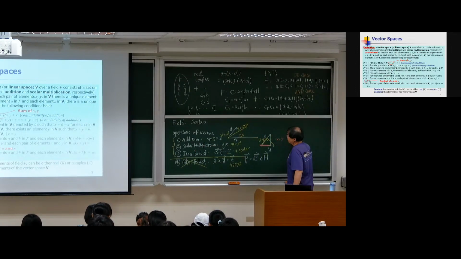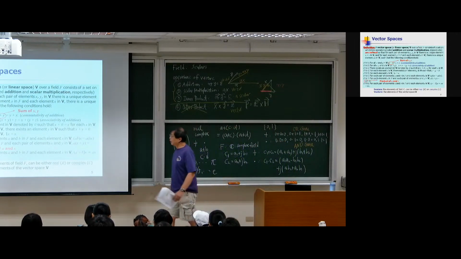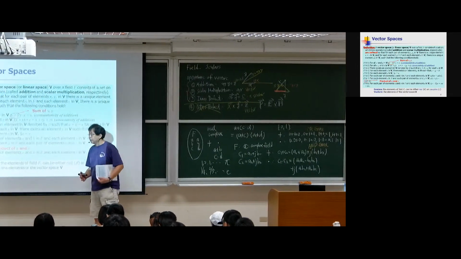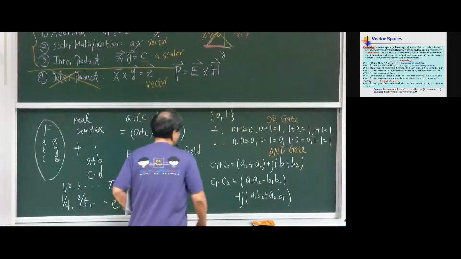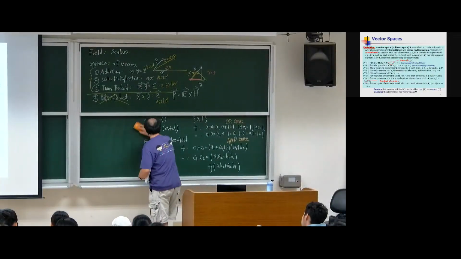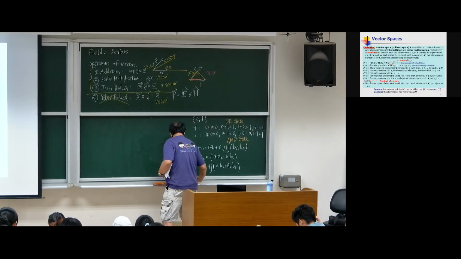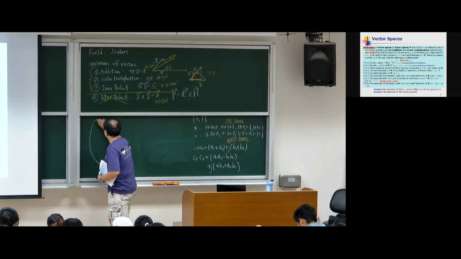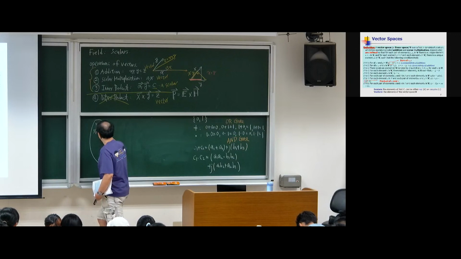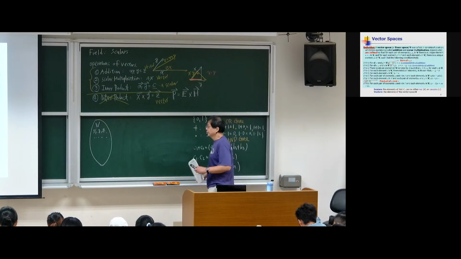As long as we have the definition of addition and scalar multiplication, then we have a vector space, which is a set of vectors. The vector space is comprised of many vectors. For example, this is a vector space V, and inside this vector space I have X, Y, Z, and many other vectors. Each element is a vector.